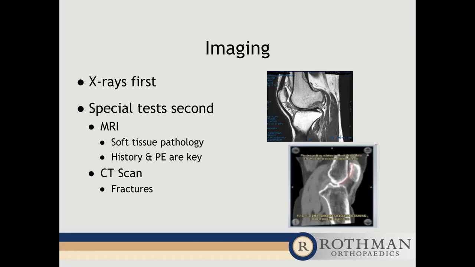MRI is very good for seeing soft tissue pathology, such as meniscus tears, ligament tears, tendon tears. But again, we want to use the MRI and our history to correlate everything together. CT scans are very good for fractures. We don't order them as often as we do MRIs and x-rays.